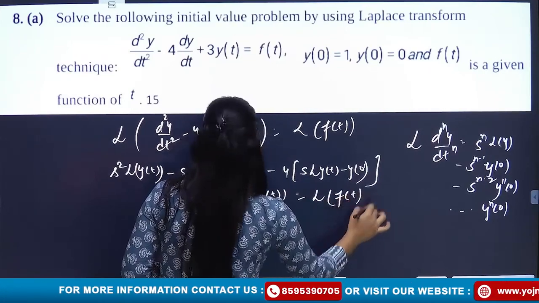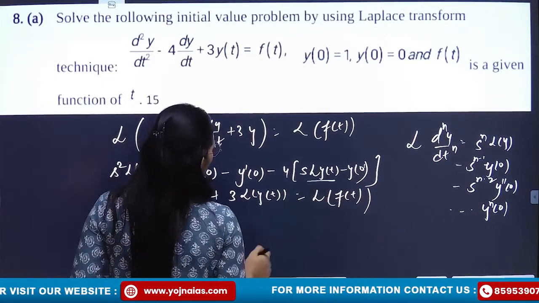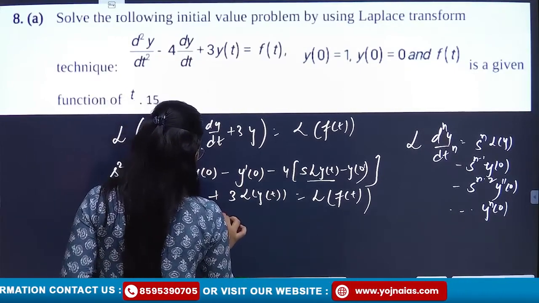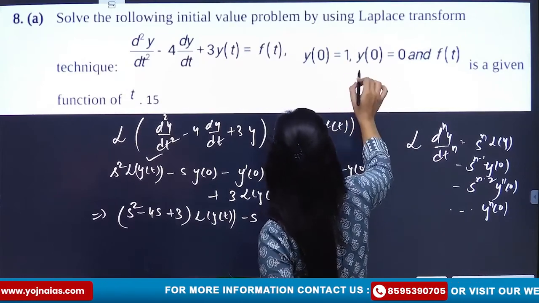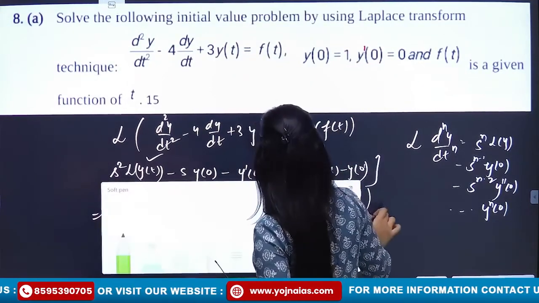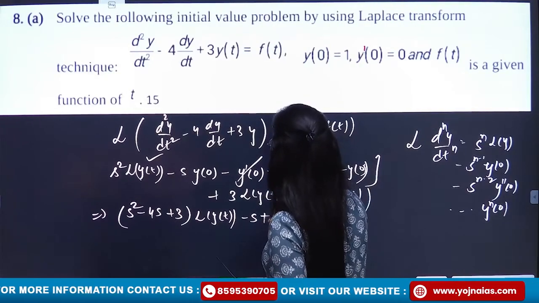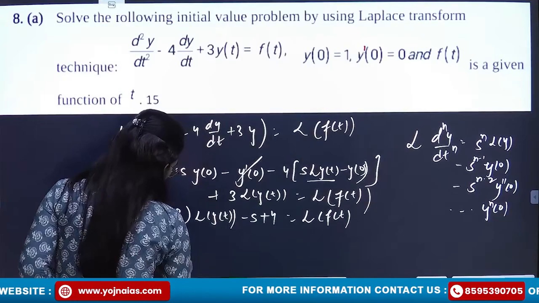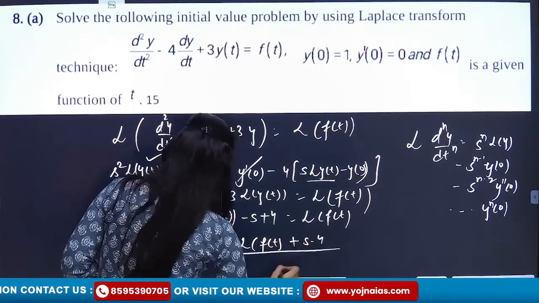Right. Put all the values: s² Laplace of y(t). So calculate all the terms of Laplace of y(t): the coefficient is s² minus 4s plus 3 Laplace of y(t), and the rest is s into y(0), y'(0), minus y(0), minus 4, minus Laplace y(t), divided by n.